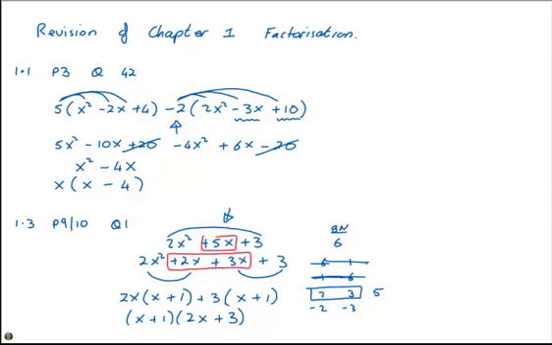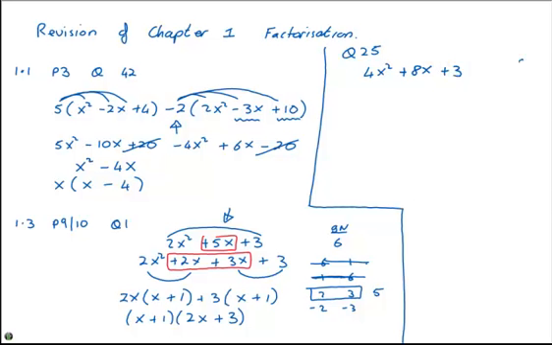Question on the same exercise 1.3. I'll do question 25. So it's 4x squared plus 8x plus 3. The guide number, well, it's 4 by 3 is 12. So I'll have 1 by 12, minus 1 by minus 12, 2 by 6, minus 2 minus 6, and 3 and 4, and minus 3 and minus 4.